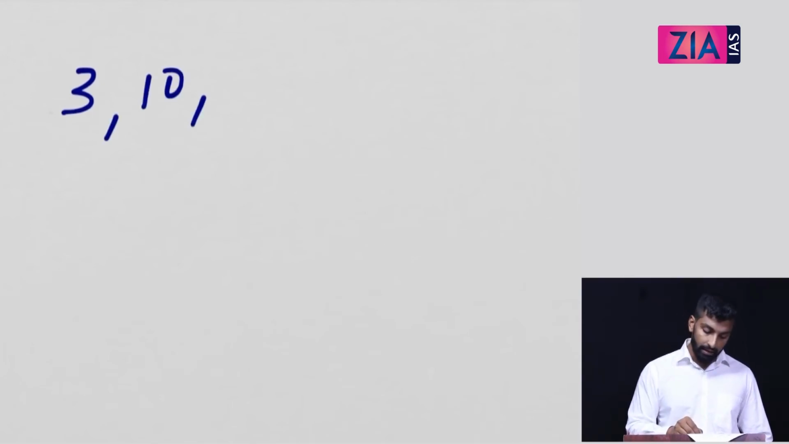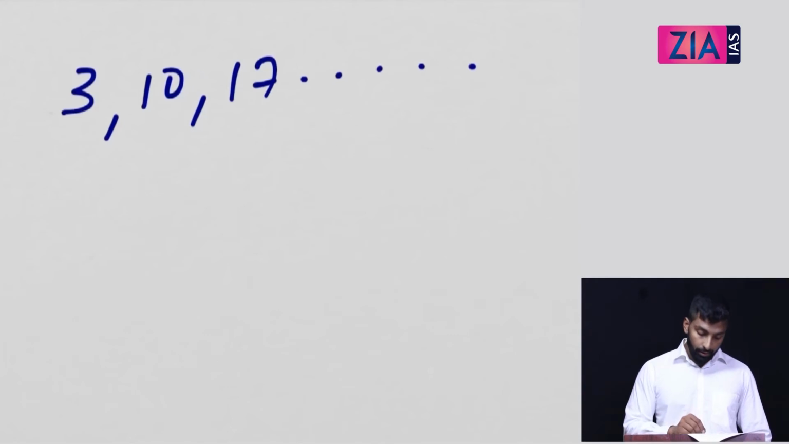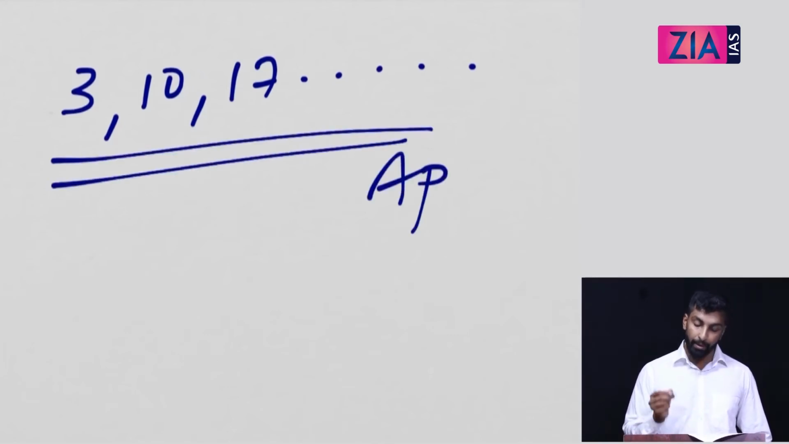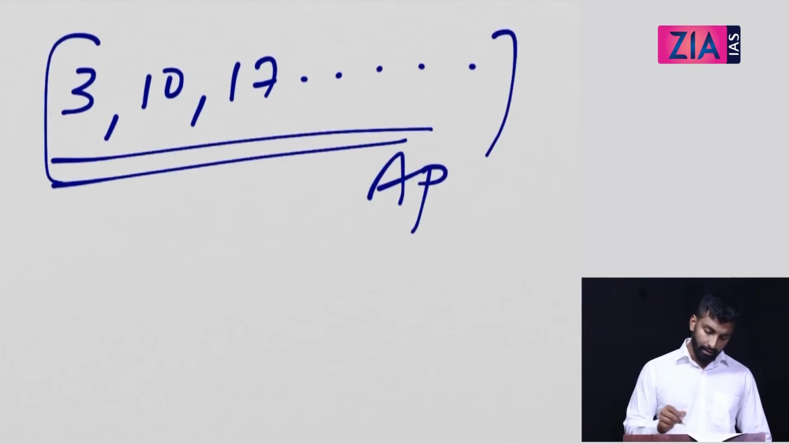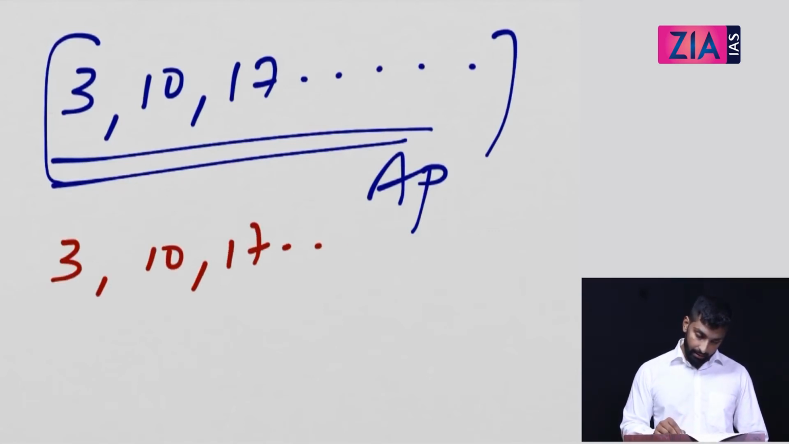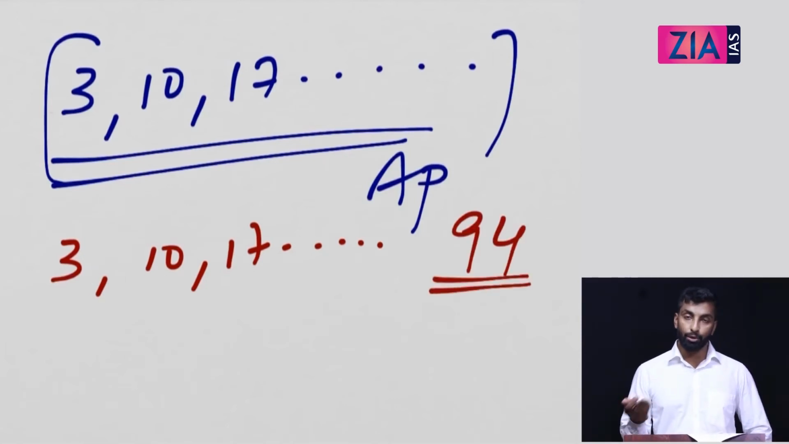What is the next term? 10. What is the next term? 17, etc. It will go. So what is this? This is nothing but an AP. Now the question is related to AP only, and we had enough discussion about this, right? So how will you proceed? Okay, 3, 10, 17, etc. which is going on. So what is the last number? What is the last 2-digit number?